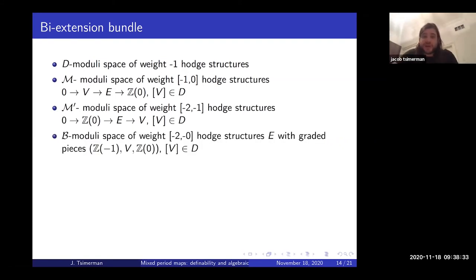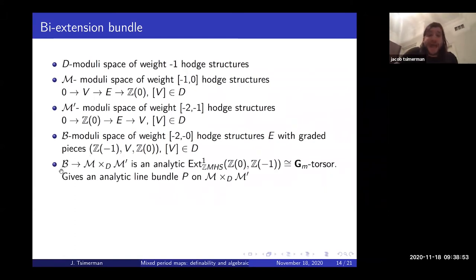And now we're going to have a third moduli space, where we're looking at mixed Hodge structures of weights negative two, negative one, and zero, where the graded pieces are Z(1), something in D, and then Z(0). So you have a natural map from this big moduli space beta to these moduli spaces M and M prime, given by either forgetting the weight minus two piece, quotienting out by that, or forgetting the weight zero piece, just going up to weight minus one.